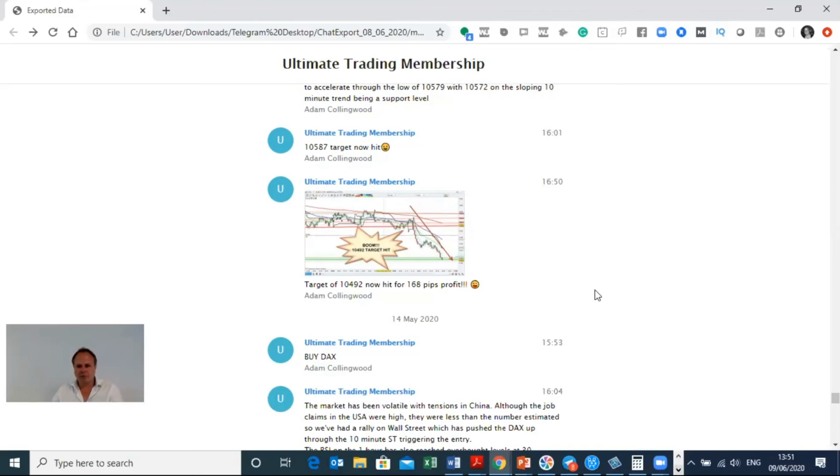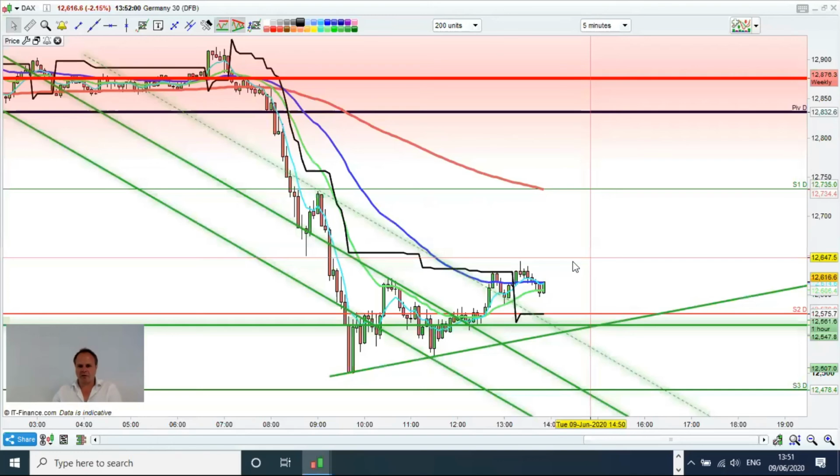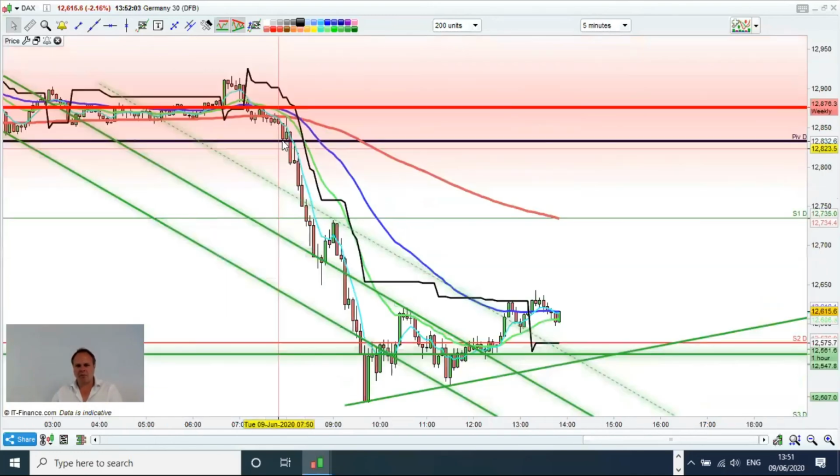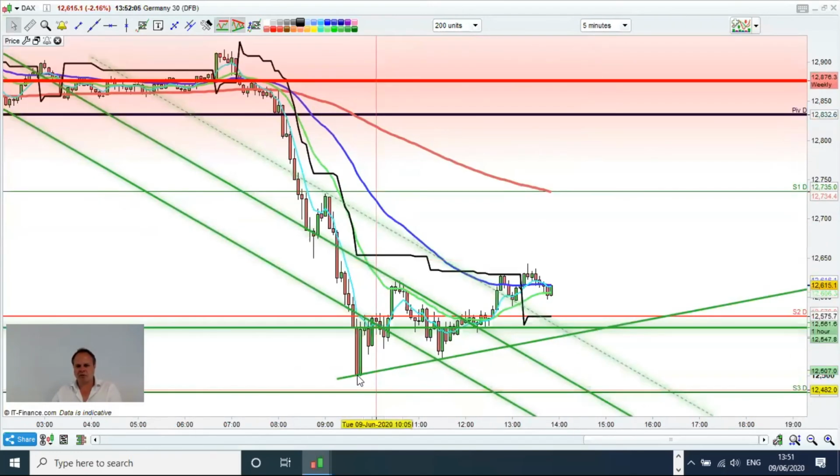Okay. So let's have a look and see what the DAX is doing at the moment. So you see that big move. So that was a lovely result for us today at 12,500. And, you know, it's meandering around at the moment. So we've had that sell off. There'll be a few more opportunities as well.